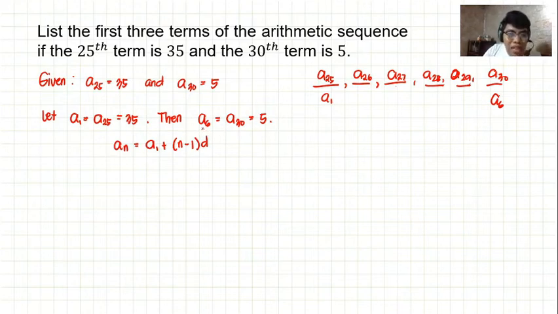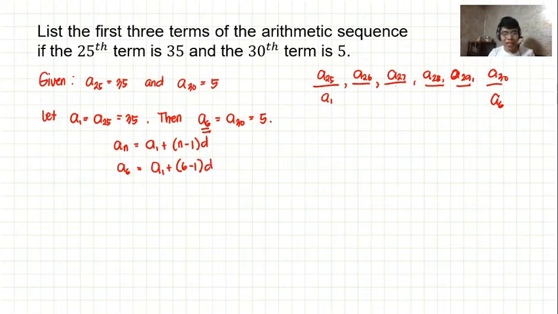Now, using a sub 6 from this assumption, I will have a sub 6 is equal to a sub 1 plus 6 minus 1 times d, right? So from that, I can now solve for d. Why? Because a sub 6 already has a value from our assumption that is equal to 5. And a sub 1 has a value also, which is 35. So I can now solve for d, right?